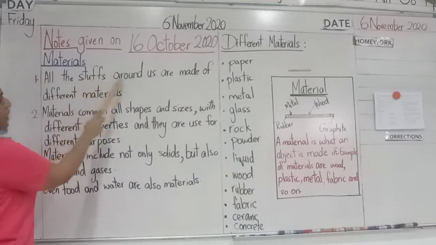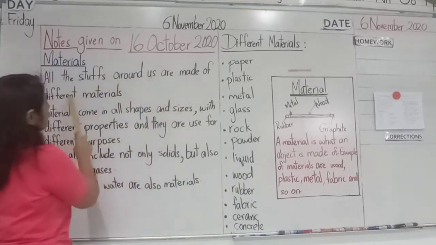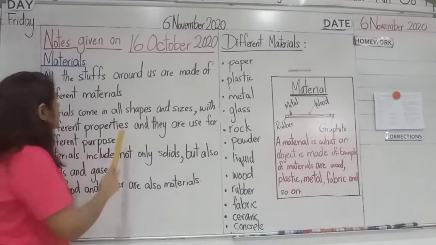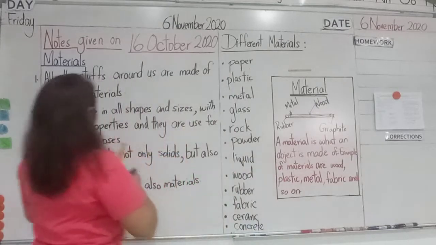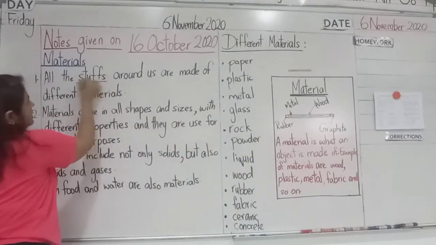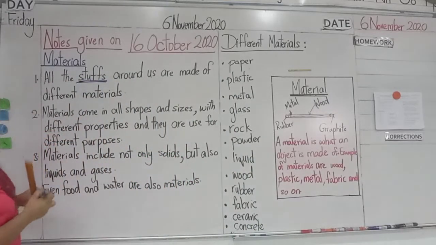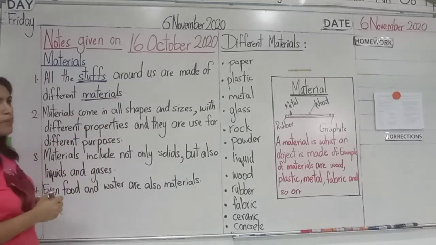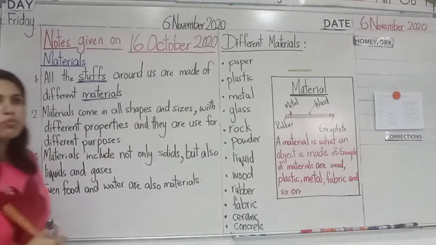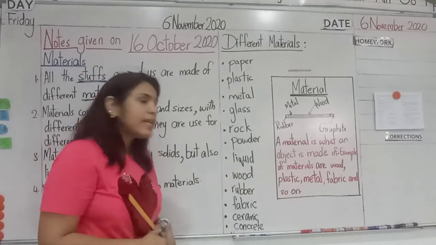All the stuffs around us are made of different materials. So here the word stuffs means materials, objects, things which are around us are made of different materials. We use different materials to make objects, things which we can use in our day-to-day life.